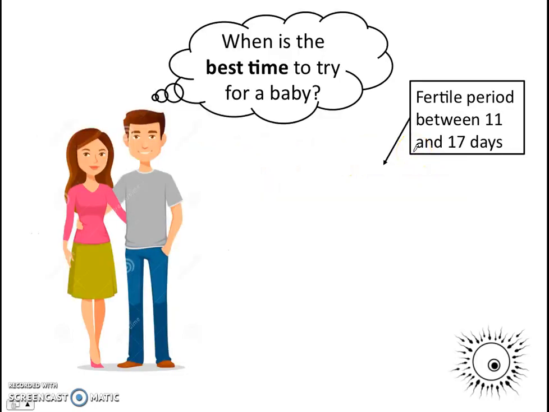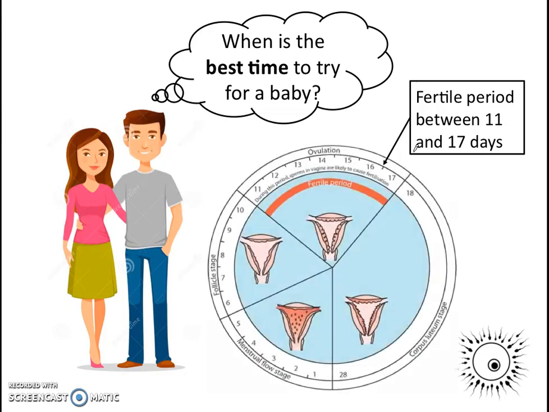Okay, we have one final point, and that has to do with a couple trying to have the best time to try for a baby. So what's the best time to try for a baby? Well, there's this period of time in the menstrual cycle called the fertile period. And that's the period of time where if you have sexual intercourse, there's a higher likelihood of conceiving a baby.